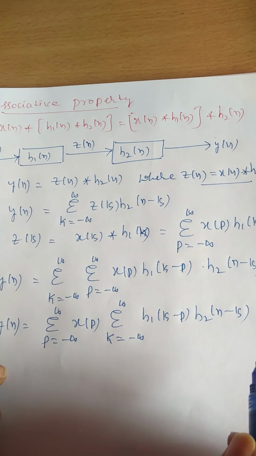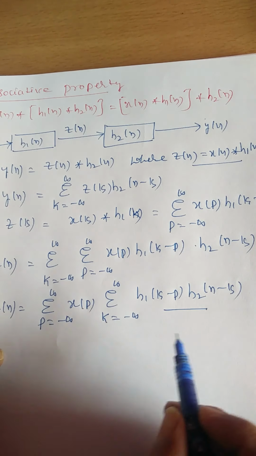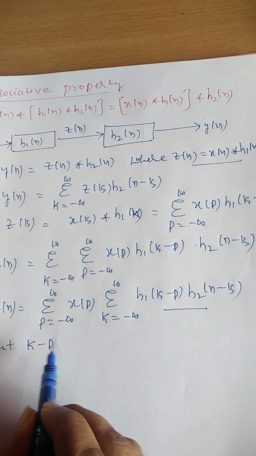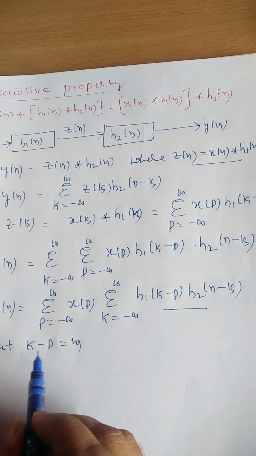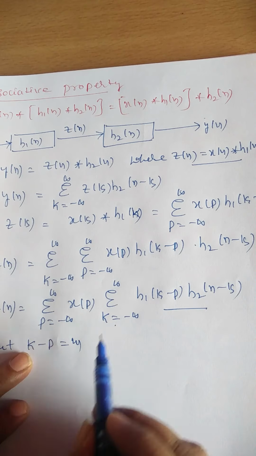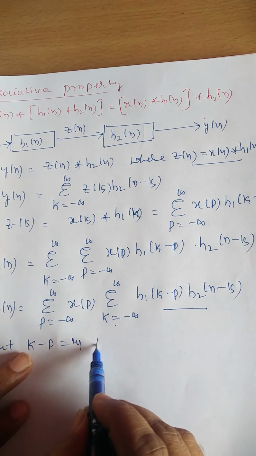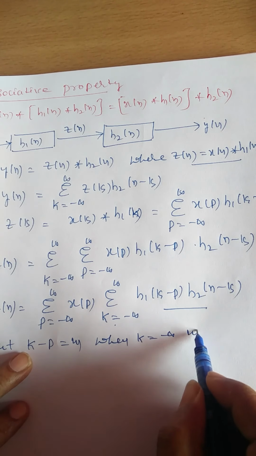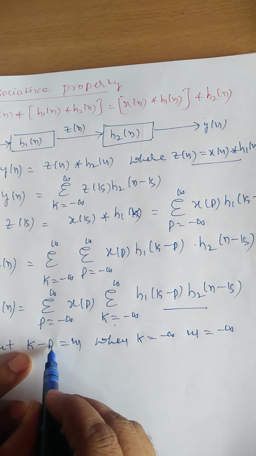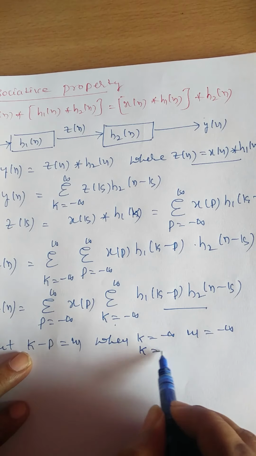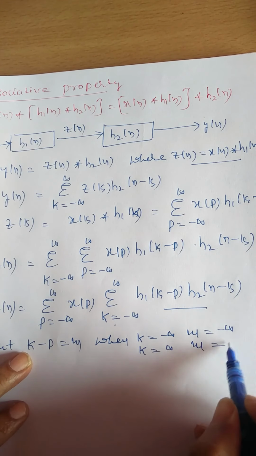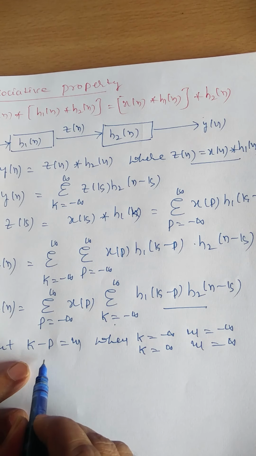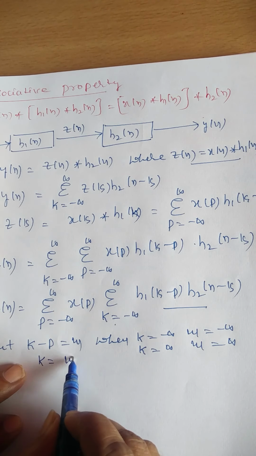Okay, in this equation put k minus p is equal to m. When k tends from minus infinity, m is also minus infinity. When k is equal to minus infinity, m is also minus infinity. Minus infinity minus p will become minus infinity. When k tends to plus infinity, m is plus infinity. From this I can write that k equals m plus p.